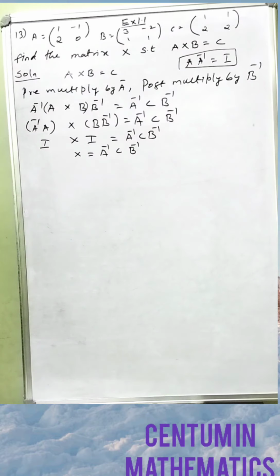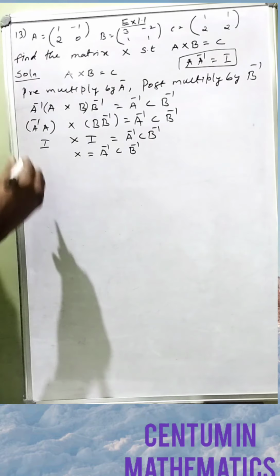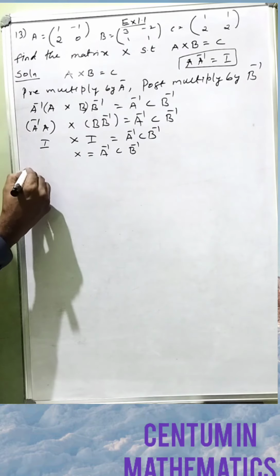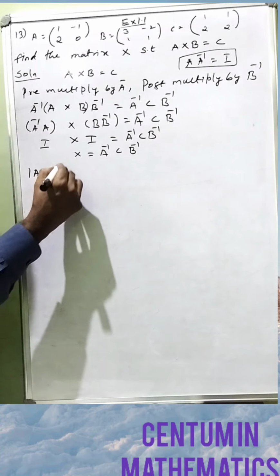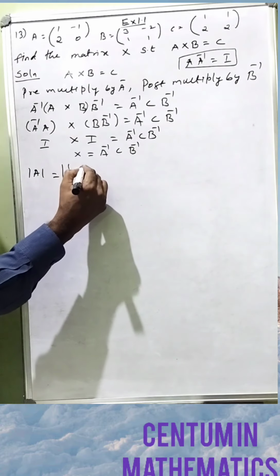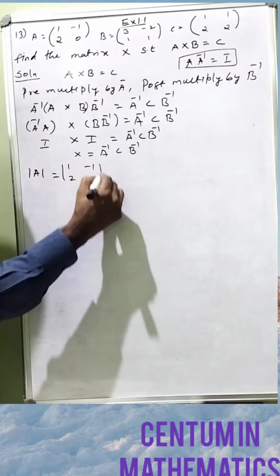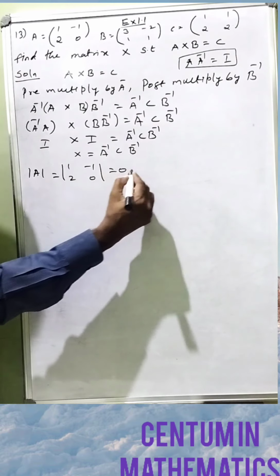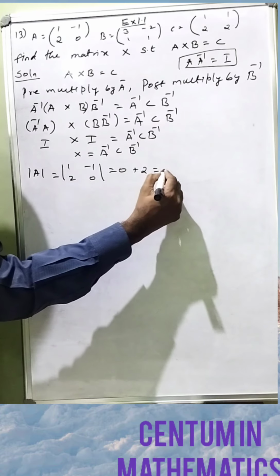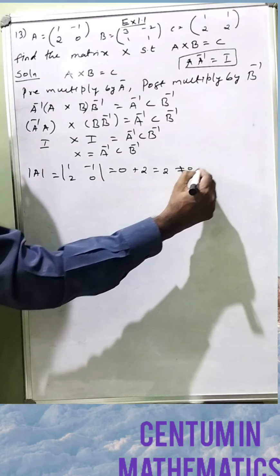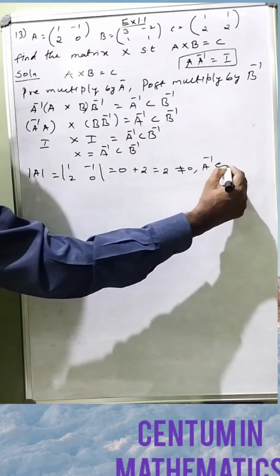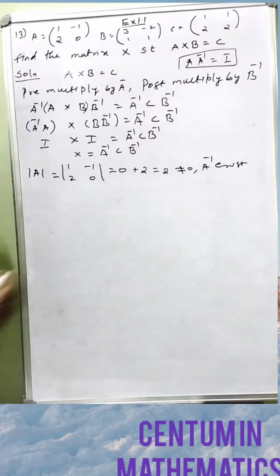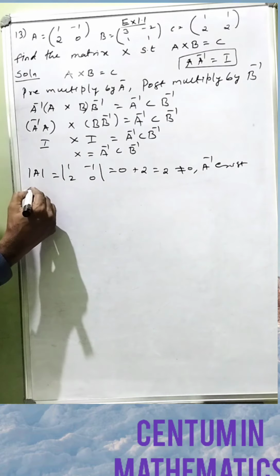So we have to find A inverse. So A is given. So A inverse we have to find. First find determinants of A. Determinants of A 1 minus 1 2 0. Here 0 minus here minus plus. We get not equal to 0. So A inverse exists. So A inverse exists means first to find adjoint A.